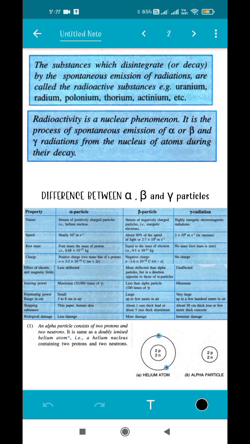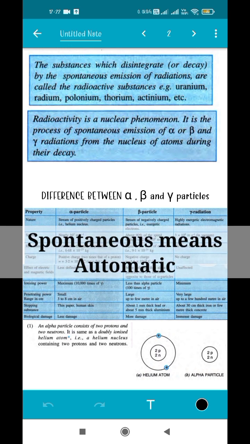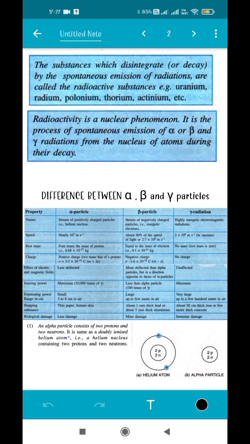So from these substances, certain radiations or rays are coming out. These rays are actually composed of certain particles and they do not require any external heating or external pressure. So these types of substances are known as radioactive substances. I guess you know about certain radioactive substances like uranium, polonium. There are also certain other names such as radium, thorium, etc. And this phenomenon of spontaneous emission of certain particles or rays from the radioactive substance is known as radioactivity.